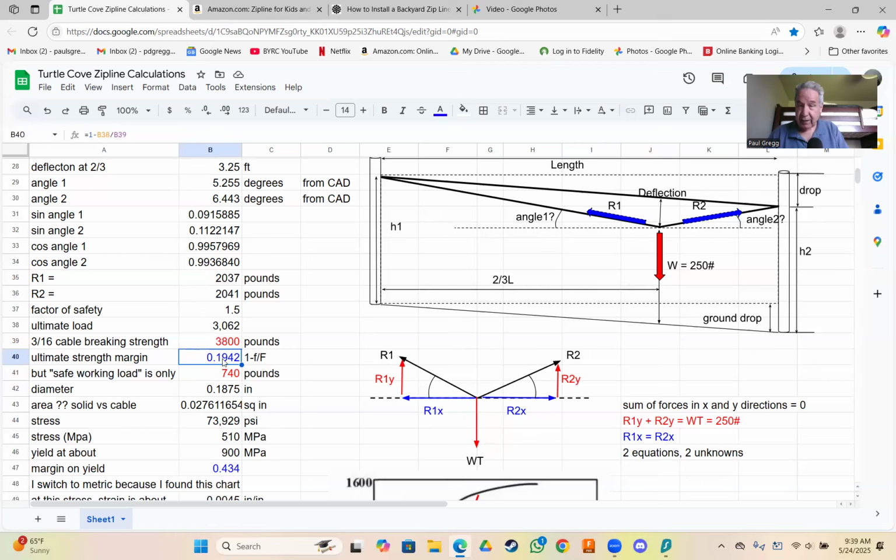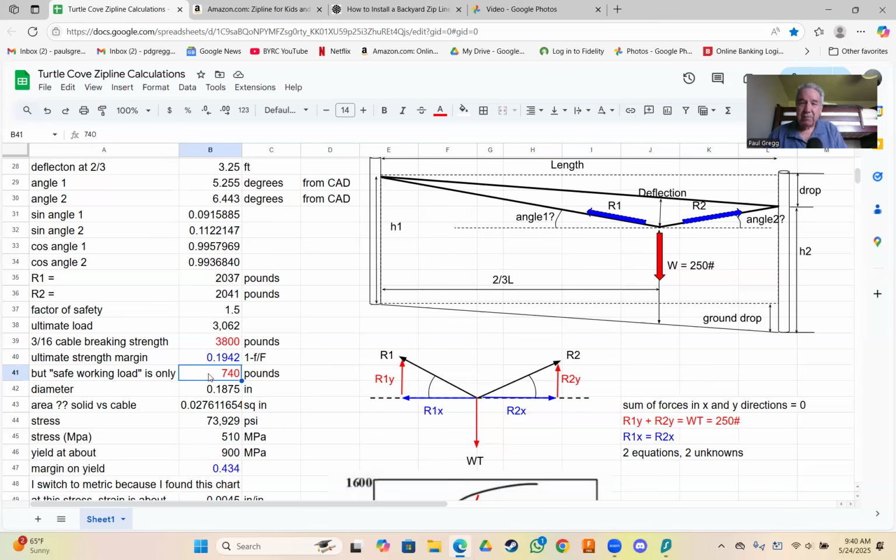Okay, if this was negative, then I would know I had exceeded my strength, and I could predict it was going to break. So there is a factor of safety in there. It's just a manipulation of numbers, really. But I know this is a good design.